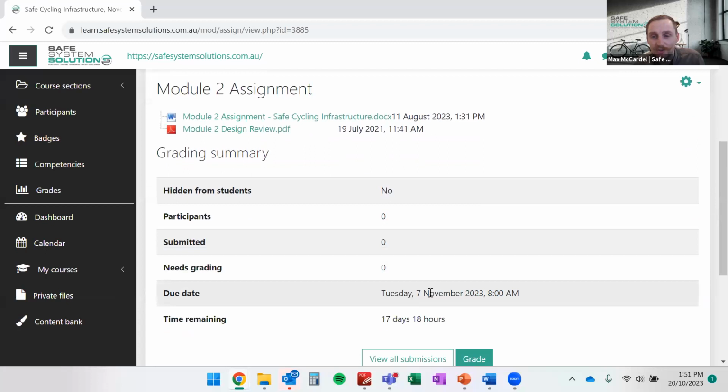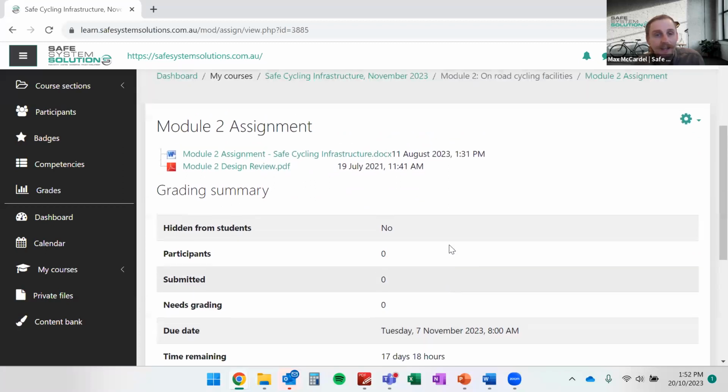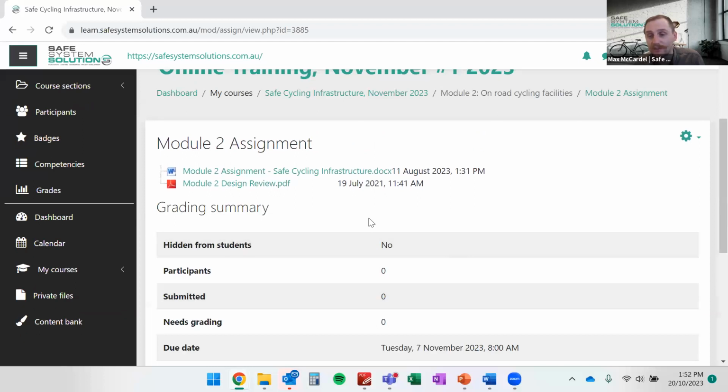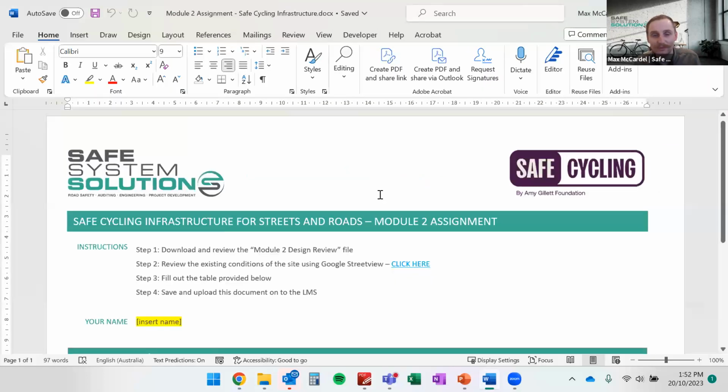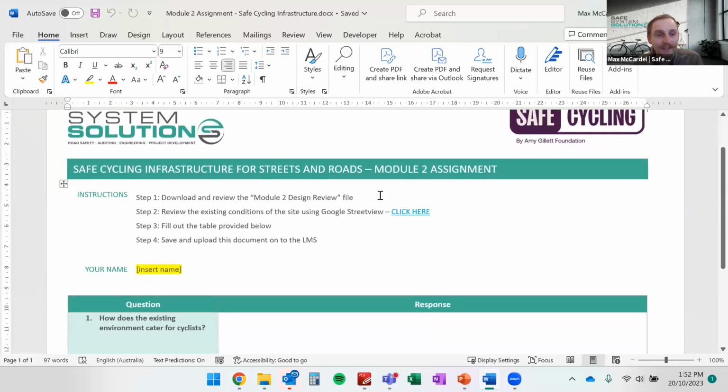Now, this is actually due Tuesday, the 7th of November, so you've got a couple of weeks. I just wanted to go through this assignment to make sure everyone is aware of what's involved. We've got a PDF document as well as a Word document. I've got both of these documents already open, so I'm not going to worry about downloading them, but if you click on them, that will download them for you.